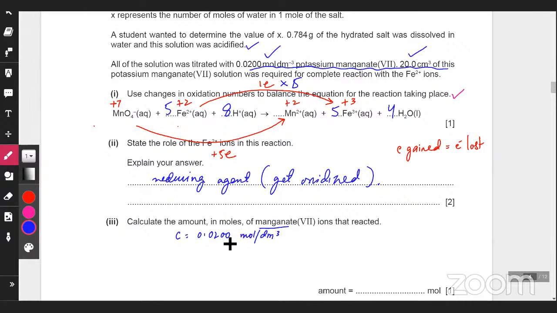But your accuracy is up to this point. So make sure even in your rough working, don't write this as 0.02. It would be written as 0.0200. Three significant figures in this case. And the volume is 20 cm cube.